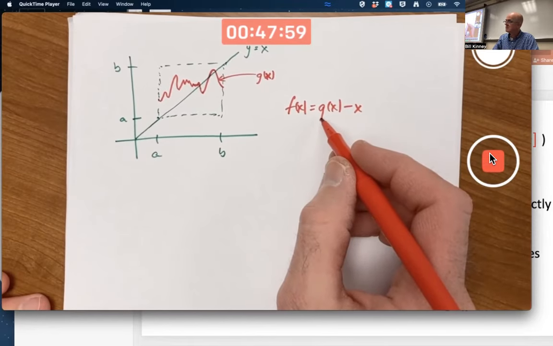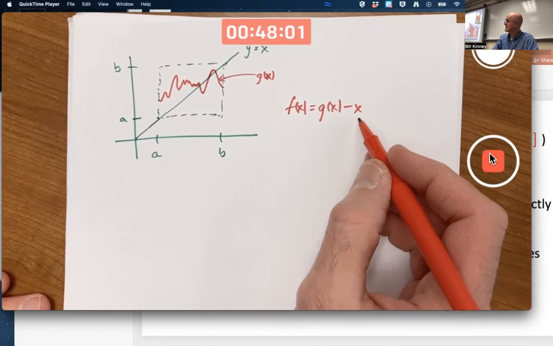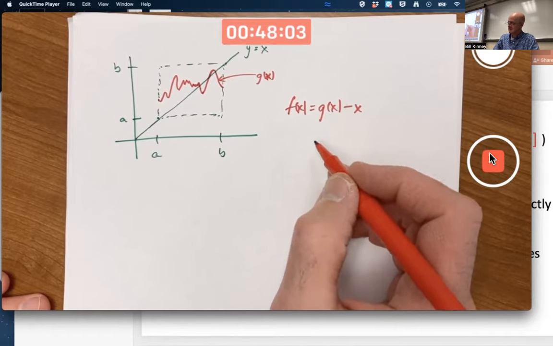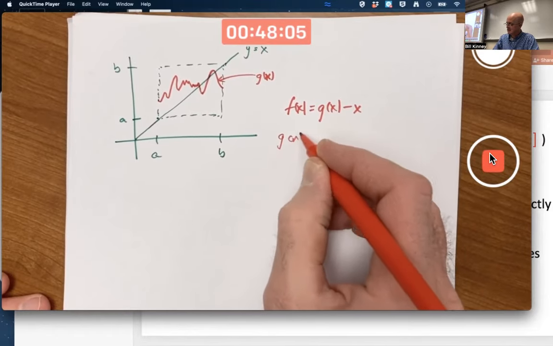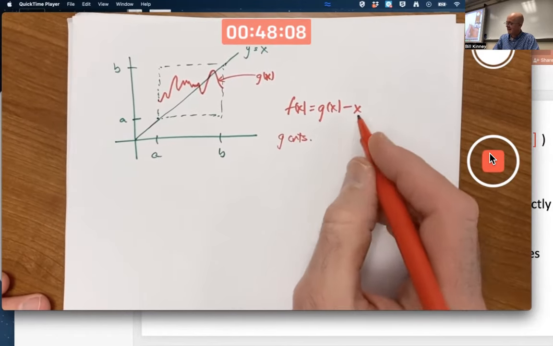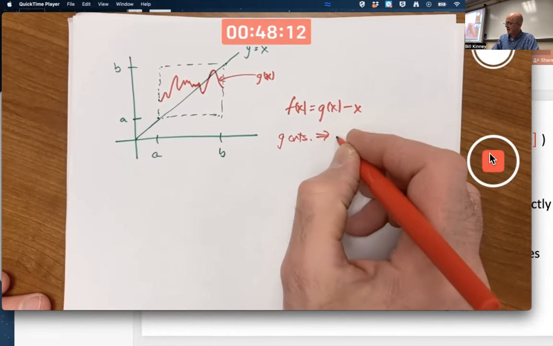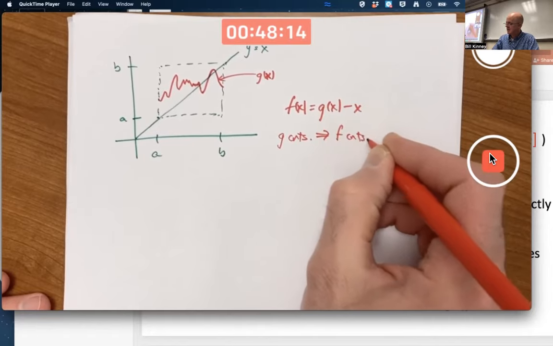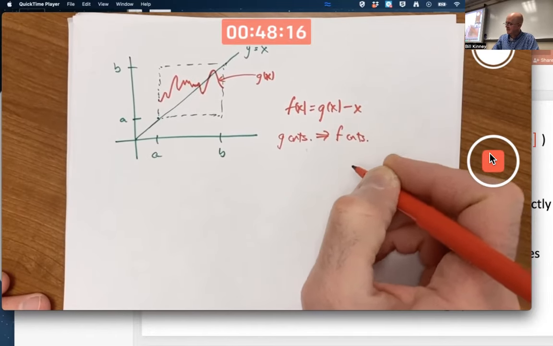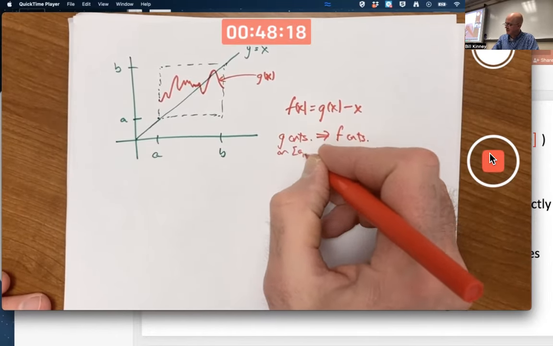G is continuous, and x is continuous, therefore f is continuous. G continuous, and the identity function x continuous, I won't write that down, implies that f is continuous over the entire domain on the closed interval from A to B.